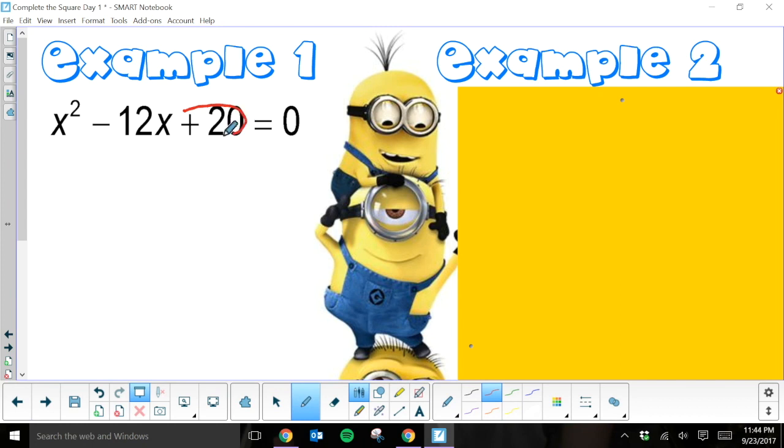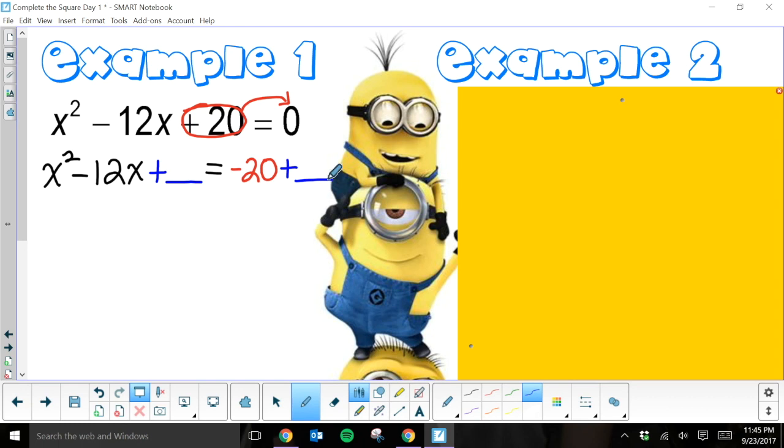First things first, I have to take this number and move it to the other side, separating my variable side, my x's, from my constants or my numbers. 12x. And when I do that, this is where I'm going to add the blank, because that's where I'm actually going to complete the square. So now I have negative 20 stuck on this side. And here's the thing. In algebra, if I add something to this side, I have to add it to the other side to keep it balanced. That's the way the algebraic world in mathematics works. It's like a balancing act. If I add 5 on one side, I have to add 5 on the other side.